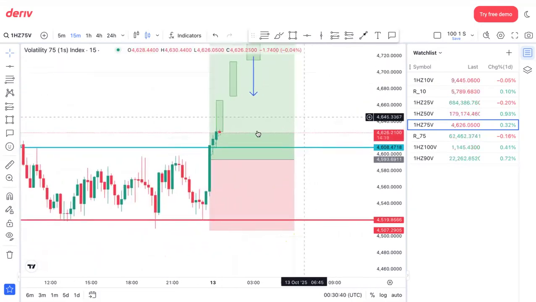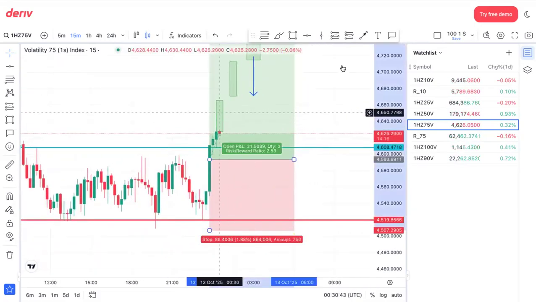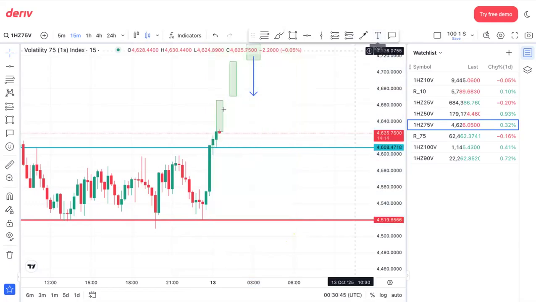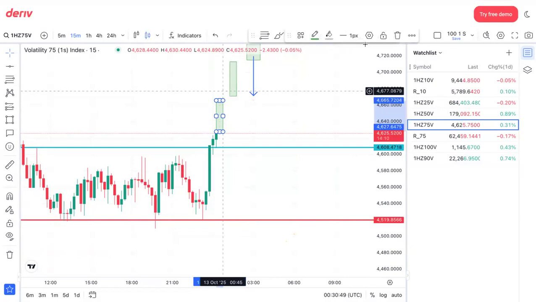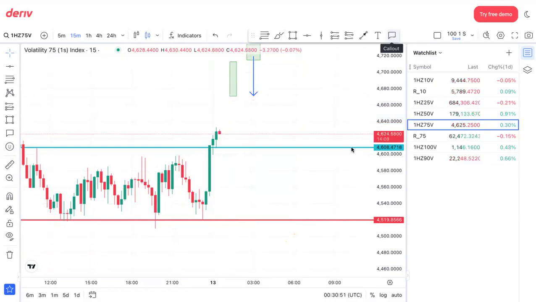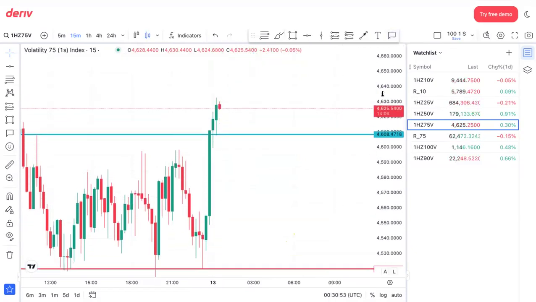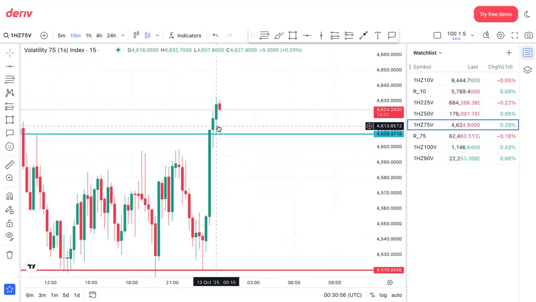It didn't give us a strong push like how it used to be. But still, with this right here, now I could have moved my stop loss in profit. You understand? Now I can move my stop loss in profit. And I need this second candle.